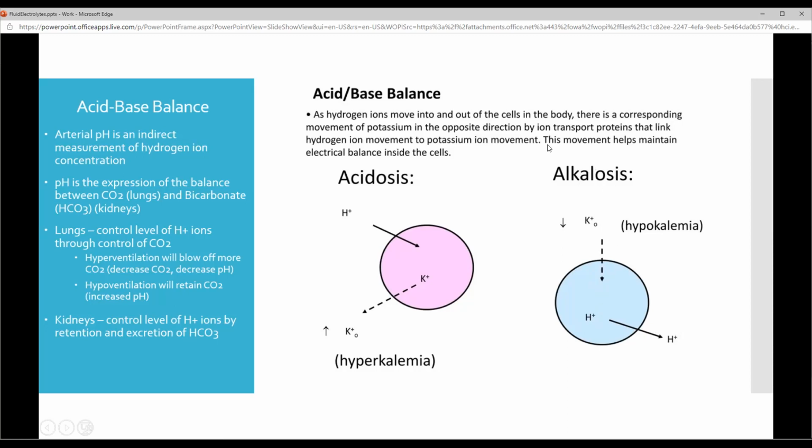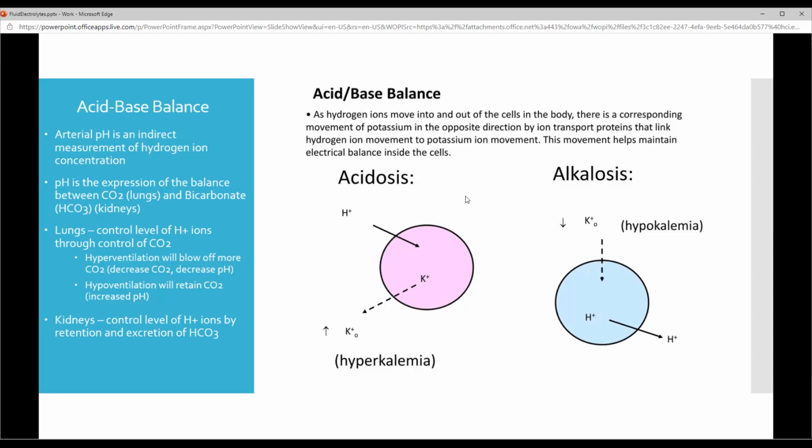And again, this is if the body was alkalotic. If it was alkalotic and we had low hydrogen outside the cell, hydrogen is going to move out of the cells and force potassium into the cells. Hopefully everyone understands this.